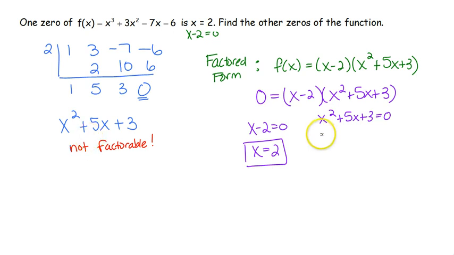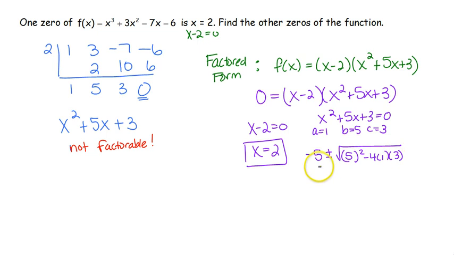So we're going to use the quadratic formula. Our a is 1, our b is 5, and our c is 3. So the opposite of b plus or minus the square root of b squared minus 4 times a times c all over 2 times a. When we break that down, inside of the square root sign, we end up with 25 minus 12, which is the square root of 13, all over 2.